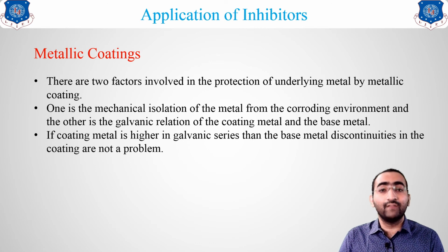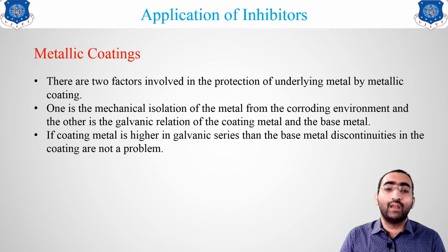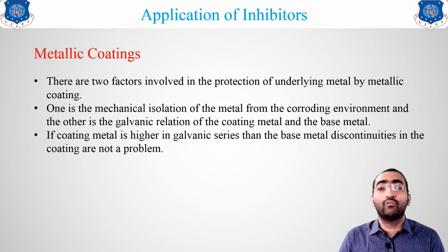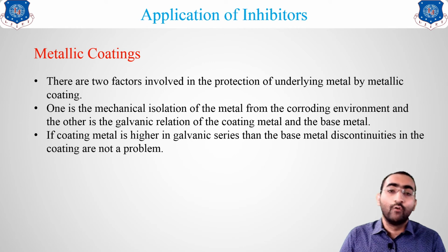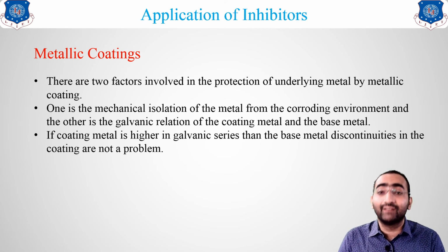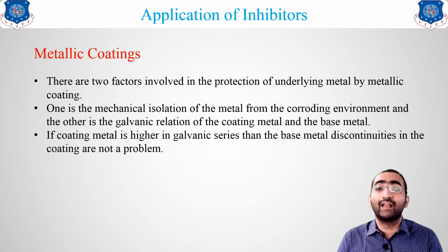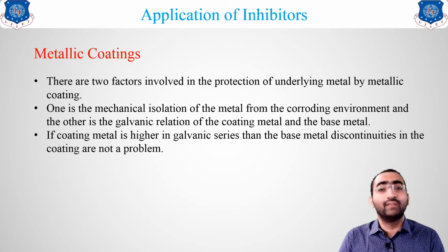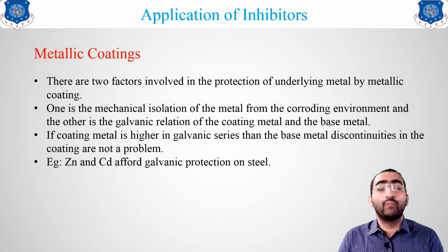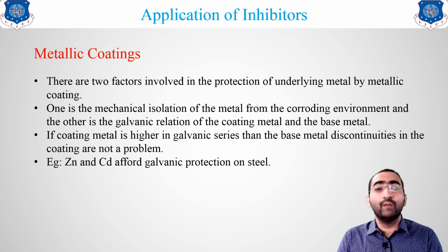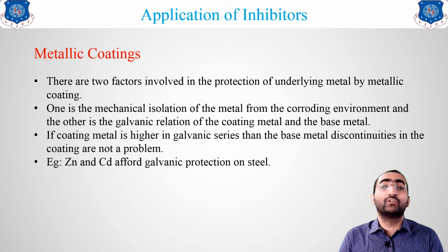How do we have to verify that? If the coating metal is higher in the galvanic series, then what will happen? The metal discontinuities in the coating are not a problem. So what is beneficial for us? We should take metals which are higher in the galvanic series than our base metal. Then we will face no problem and corrosion resistance takes place. That means zinc and cadmium we can use for the galvanic protection of steel. If you go for steel, that is iron, then we can use zinc and Cd, cadmium.